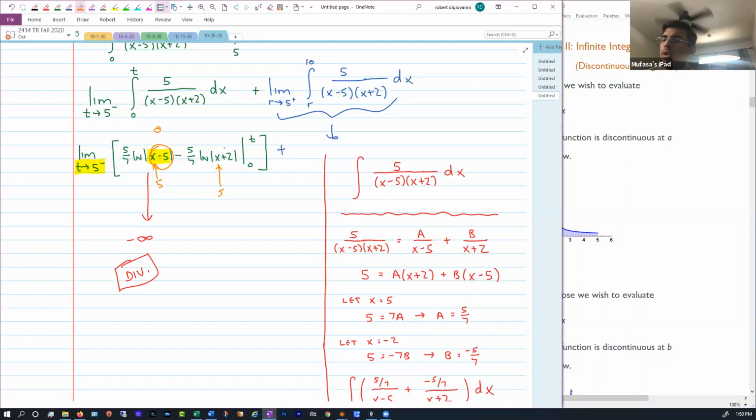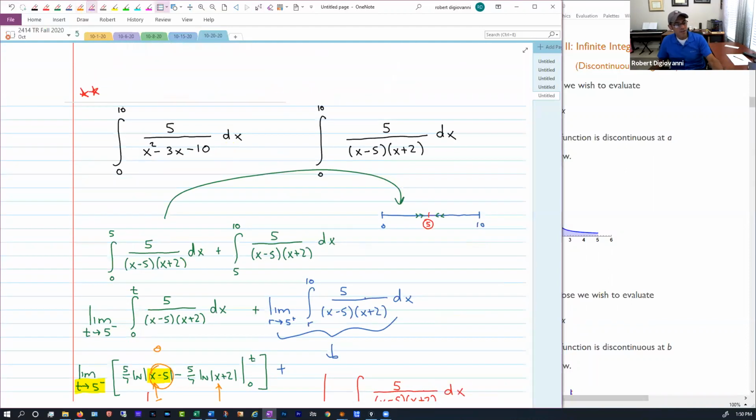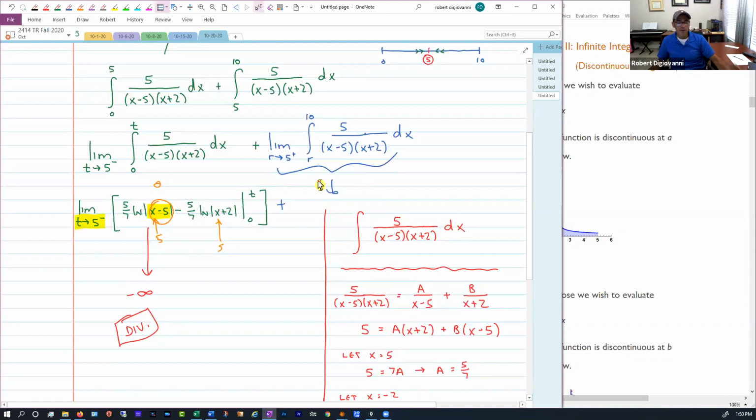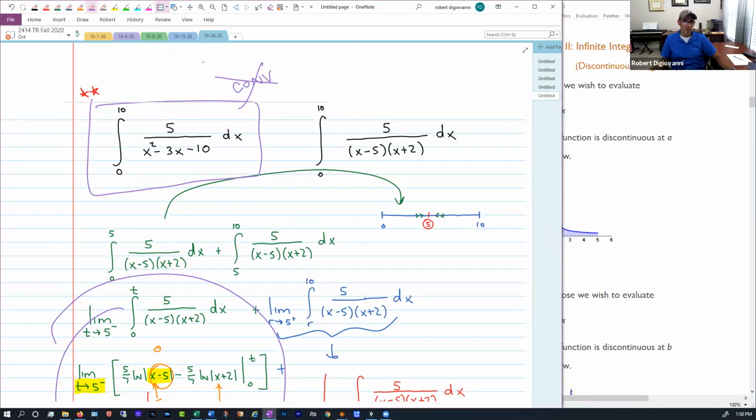So why are we not going to do the other interval, like the limit of r going to positive 5? Because in order to say that an improper integral converges, if you split it into 2, they both have to converge. And what I'm saying is that this one diverges. So it's impossible for the whole thing to converge. If one piece diverges, then the whole thing diverges.